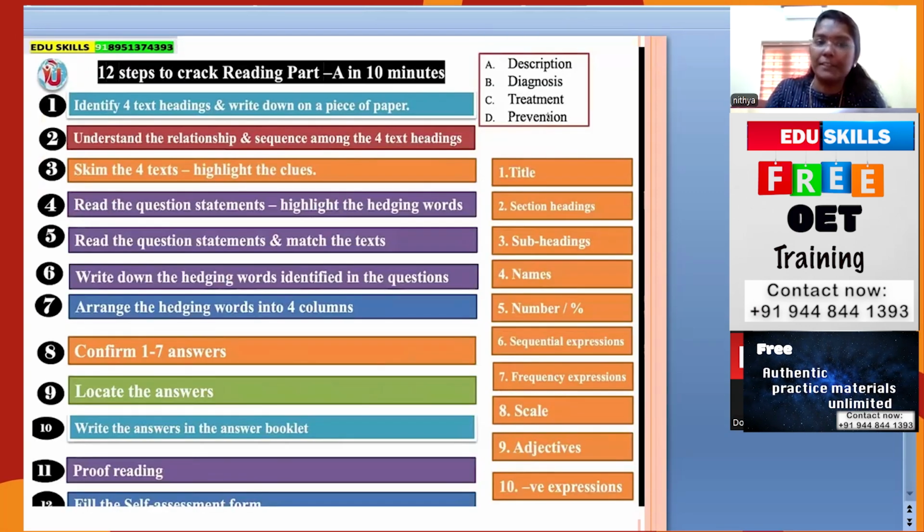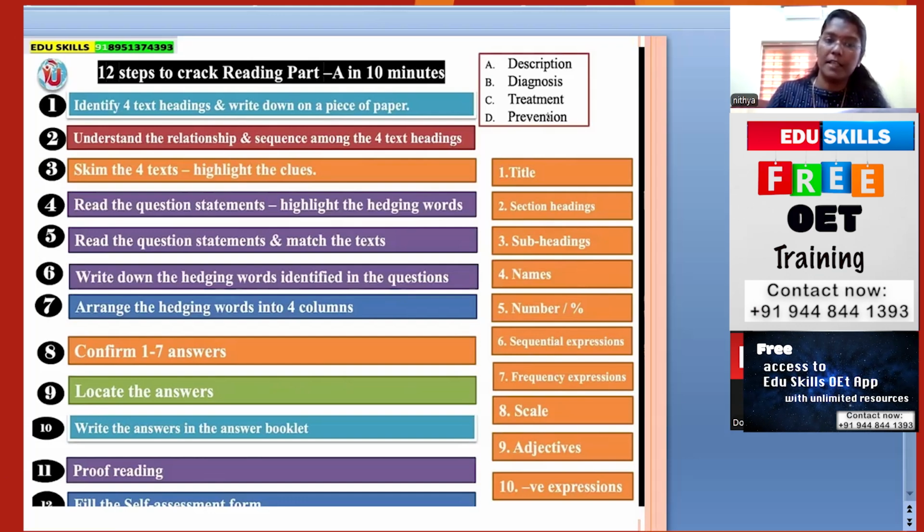Everyone is familiar with the 12 steps to cracking reading part A in 10 minutes. That is our Father's strategy. You already know what the 12 steps are. In your notebook, note these 12 steps briefly in your own words. Based on that, we are doing our practice, and for each number we write accordingly. Just memorize it.